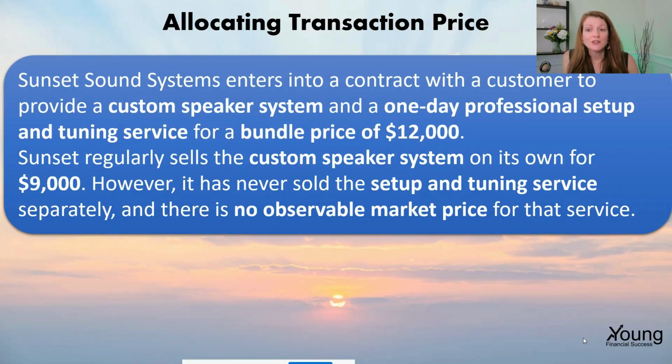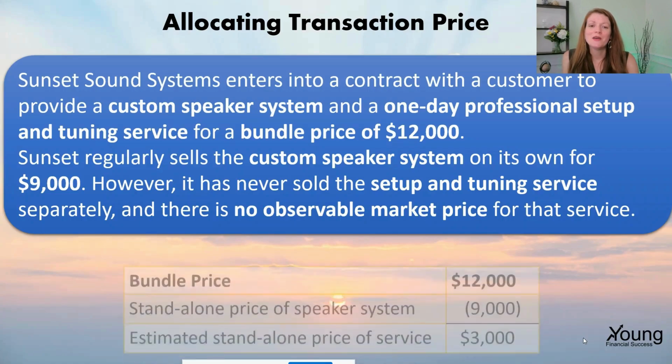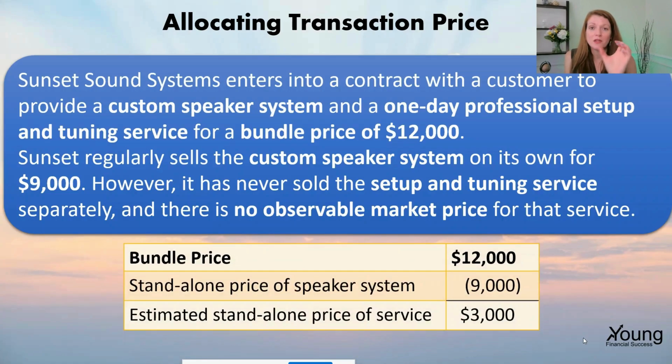So we see here Sunset regularly sells the custom speaker system on its own for $9,000. However, it has never sold the setup and tuning service separately. And there's no observable market price for that service. So we can't just look at it and say, well, this is what it would sell for in the market. So if that's the case, what we're going to do, I'm sure you figured it out already, we're going to take the $12,000 that the bundle price is, subtract what we do know the value of. We do know the market price would be $9,000 if we were to sell the speaker system alone, and the difference we're going to just assume would be the price of the service.